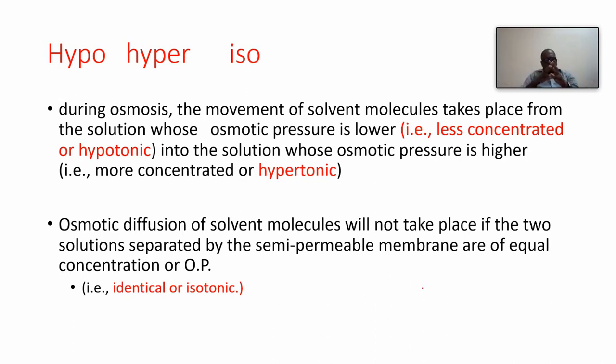Then isotonic means what? At both places the concentrations are similar. There is continuous water movement, but there is no concentration difference. The water moves here and there. Sometimes it stops, but both the concentrations are the same. In that condition, we call it an isotonic solution or identical solution. Understand?